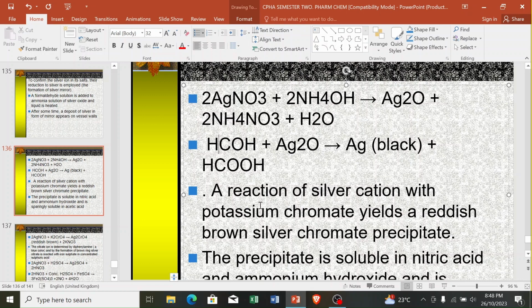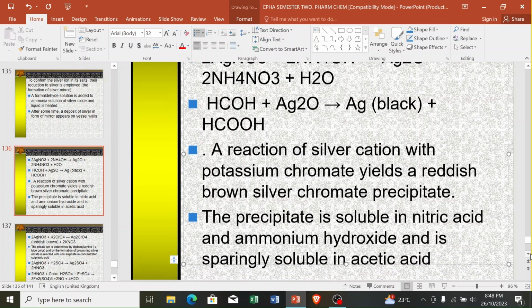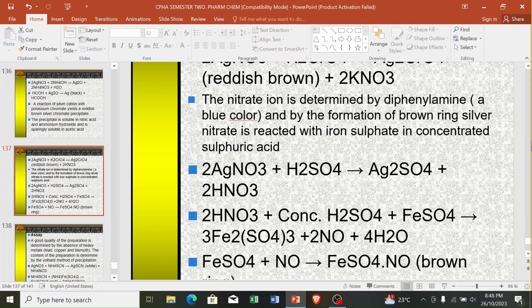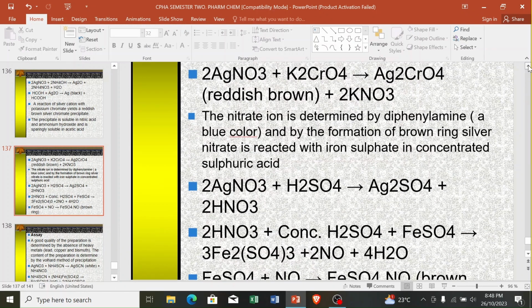Thank you. So the reaction of silver cations with potassium chromate yields a reddish brown precipitate. This is another chemical reaction: the reaction of silver cations with potassium chromate. It yields a reddish brown silver chromate precipitate. And then the precipitate is soluble in nitric acid, and it is also soluble in ammonium hydroxide and sparingly soluble in acetic acid. And that takes us to how these chemical reactions look like.